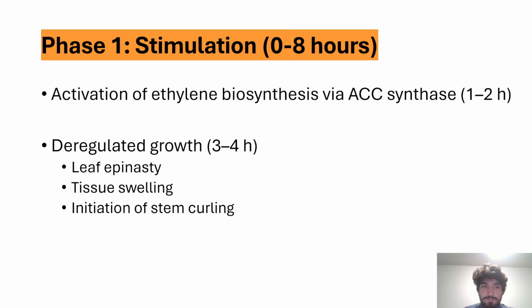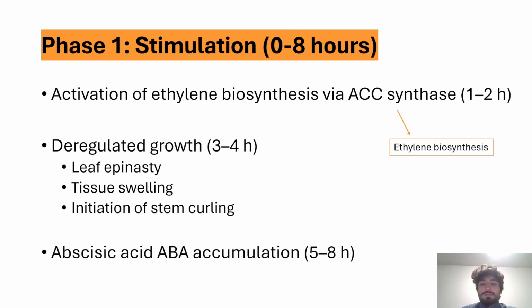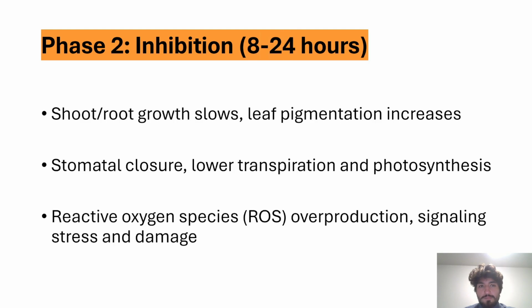In the first 2 hours, we have the activation of ethylene biosynthesis via ACC synthase, right? And then after 3 to 4 hours, we have deregulated growth, causing leaf epinasty, tissue swelling, and initiation of stem curling. Just for your information, this ACC synthase is not the same as ACCase, okay? Because this ACC synthase is responsible for ethylene biosynthesis. And then after 5 to 8 hours, we have abscisic acid accumulation inside the plant.